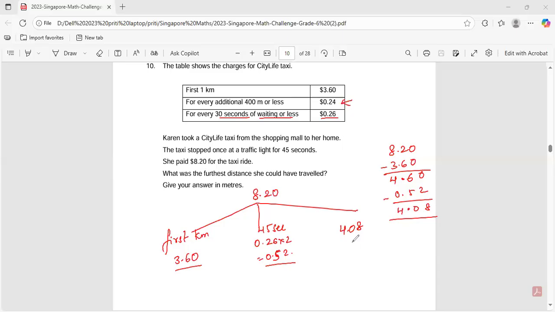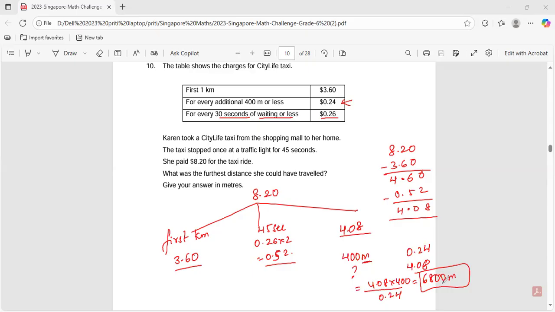So let's go back to this. For every 400 meter or less, you're charged $0.24. So how many meters were traveled if you're charged $4.08? So this will be equal to 4.08 times 400 divided by 0.24. Again, as I said, use a calculator. So you will get 6,800 meters.